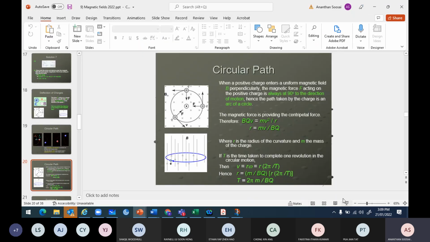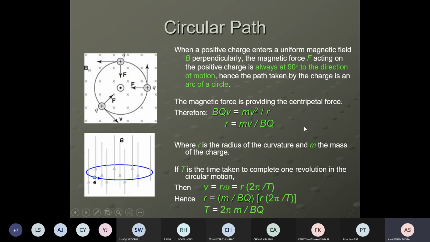So now let's investigate further. Where r is the radius of the curvature and m is the mass of the charge. So this is another formula for the period. Not that important, but the previous one is the most important one.